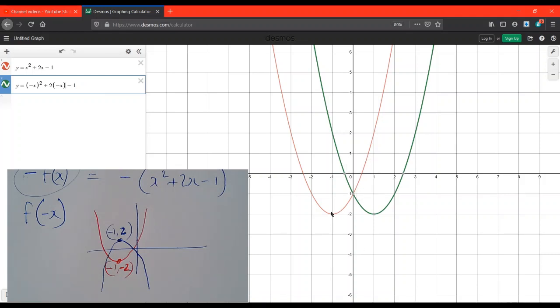So this coordinate, the minimum point over here, that's saying -1, -2, and over here, that's +1, -2. It looks like only the x value has flipped, only the x coordinate has flipped due to the reflection on the y-axis.